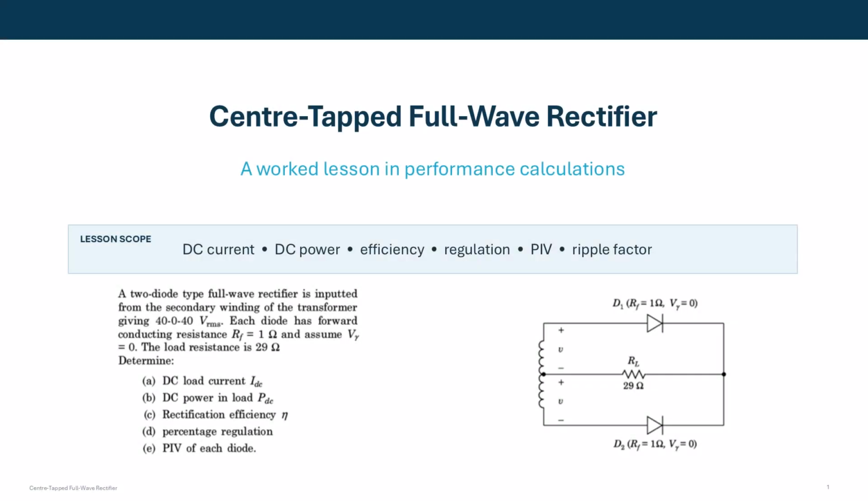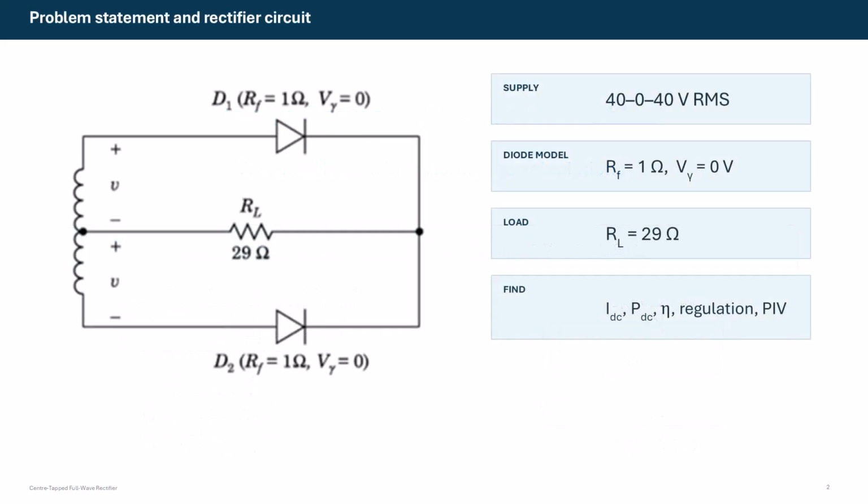This lesson works through a center tapped full wave rectifier supplied by a 40-0-40 volt RMS transformer secondary. We will calculate current, power, efficiency, regulation, peak inverse voltage and ripple factor. The important discipline is to keep the half secondary voltage, the conducting path and the chosen regulation convention clear at every step.